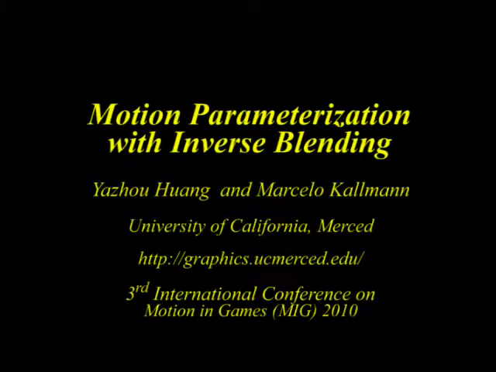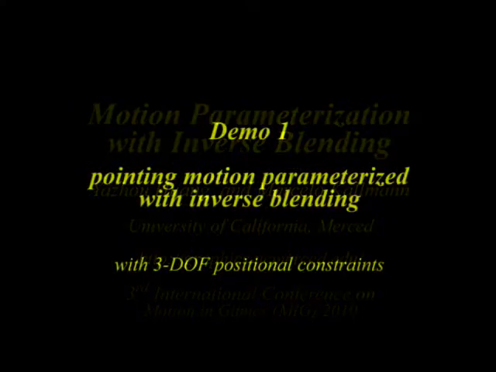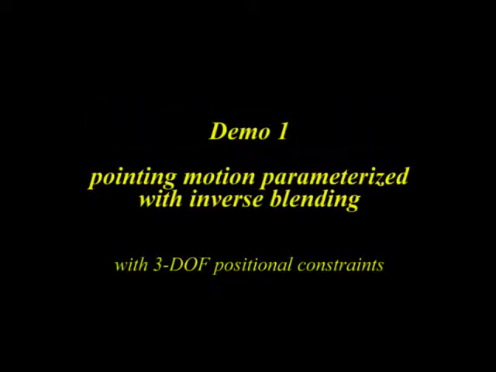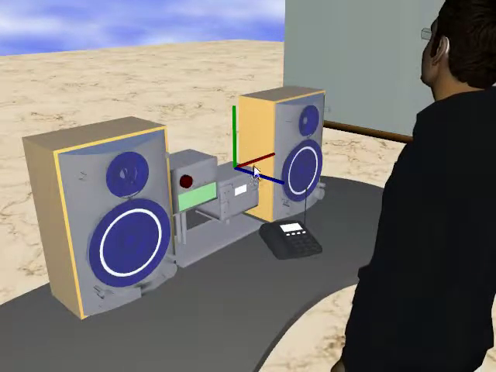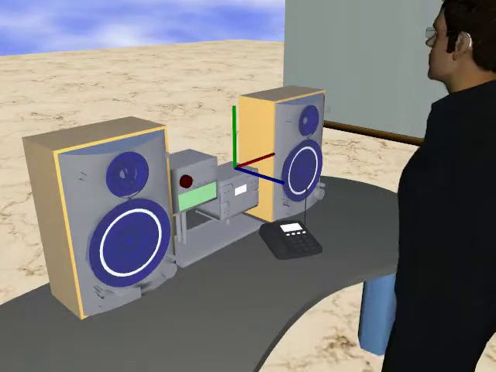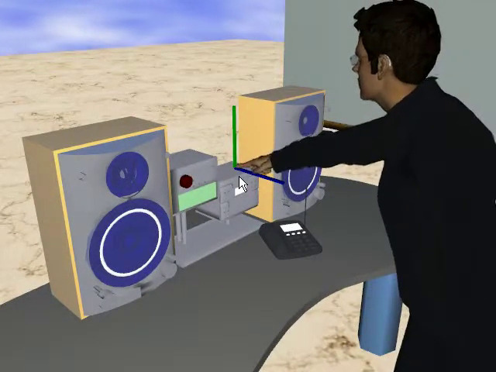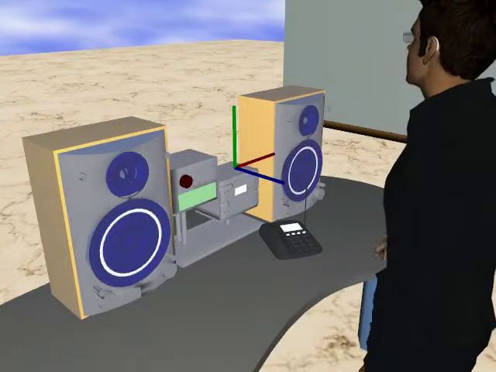We demonstrate in this video our inverse blending framework for motion parameterization with spatial constraints. In the first scenario, inverse blending is used to parameterize a pointing motion database. The center of the manipulator is set as the pointing target, which specifies a 3 degrees of freedom positional constraint.